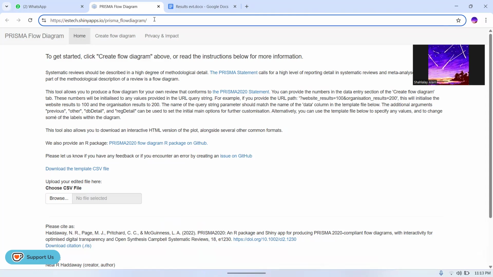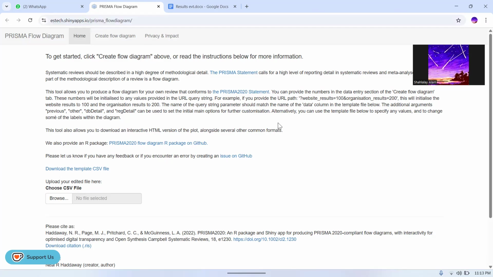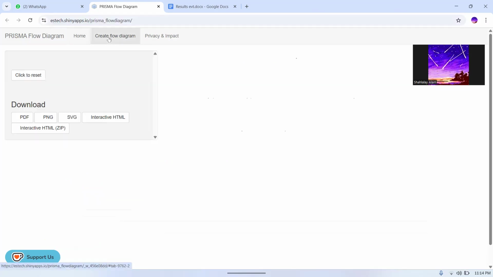PRISMA flow diagram basically we make for all the screening thing, like how many articles we imported to Rayyan, then how many duplicates we resolved, then how many articles we excluded, what were the reasons of exclusion, how many articles we took for our primary screening, and then how many articles we took for the secondary screening. This all will be presented in the form of a flow diagram, and it's called the PRISMA flow diagram. So the PRISMA flow diagram will basically open up in this site, this one. Once we open this site, we'll click create flow diagram.